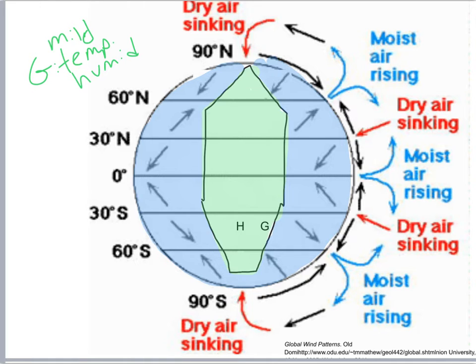H. H is also between 30 and 60, so we call that temperate. And the humidity would be arid, which means dry. It's arid because it is in the middle of the continent, so there isn't any ocean there to provide the moisture. So we're going to have a continental air mass. And if you remember, continental air masses are dry.